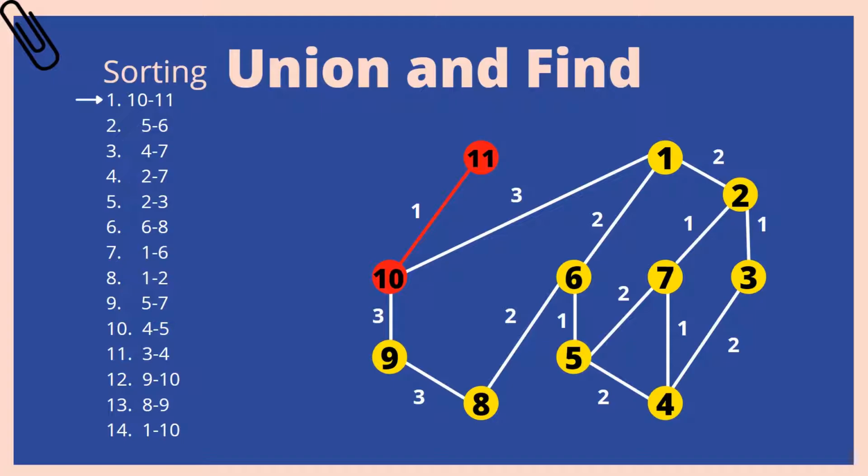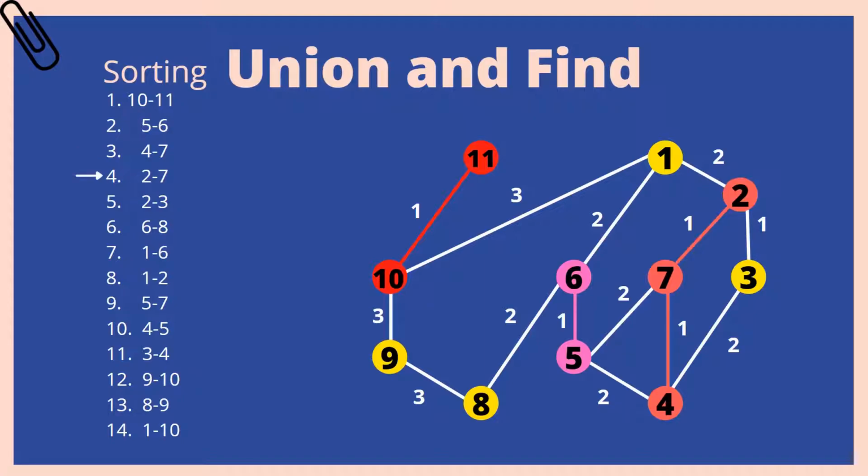Now moving to the next one, that is 5, 6. As 5, 6 is not connected directly to the 10, 11 red group, I will make one more group, that is the pink group. Now we have two parents: 11 is the parent of red and 5 is the parent of pink. Now moving further, 4, 7. This is also a unique group, so the parent is going to be 4.